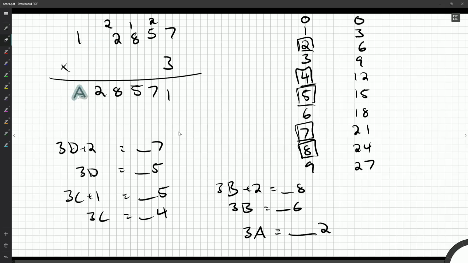We just need to double check, does this work out in the end? 4 times 3 is 12, carry the 1. 3 times 1 plus 1 is indeed 4. So there we go. And what were we asked? We were asked for A plus B plus C plus D plus E. So 4 plus 2 is 6, plus 8 is 14, plus 5 is 19, plus 7 is 26. So 26 is the sum of these digits.